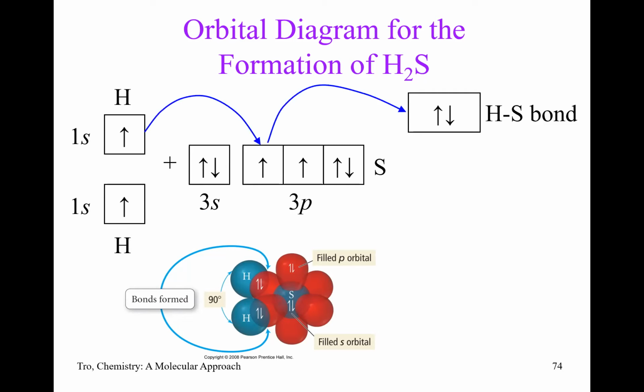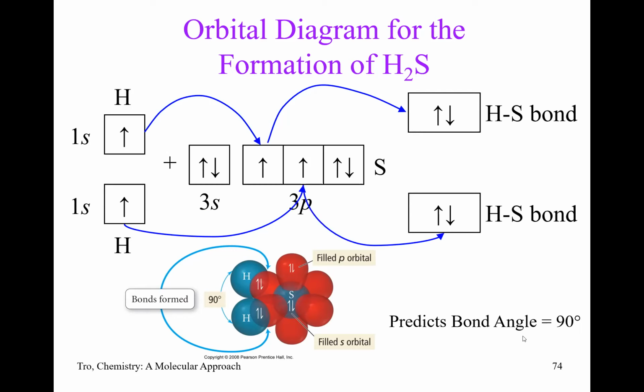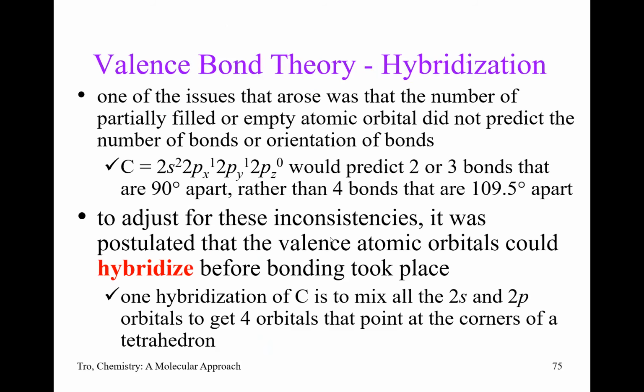There's the s, you make a bond, the 1s from hydrogen, you make a bond. And this would predict roughly 90 degrees. And it turns out that it's around 92. So this sort of seems to work in this example. But this isn't what we see for carbon, which again, now you can see this is the basis for OChem. So what happened was that the number of partially filled or empty atomic orbitals did not predict the number of bonds or orientation of the bonds. So that worked for the H2S in that example.